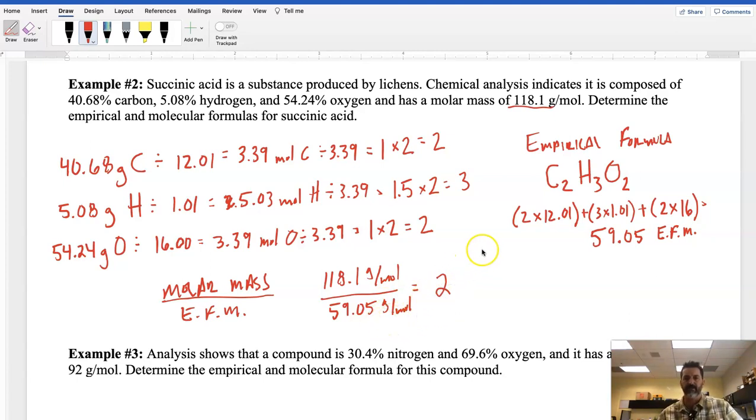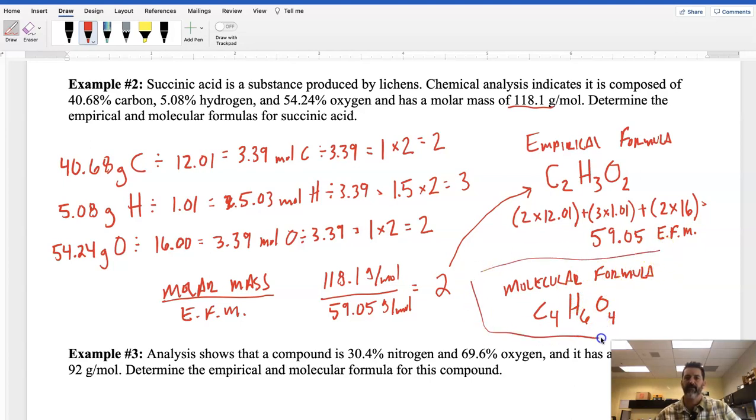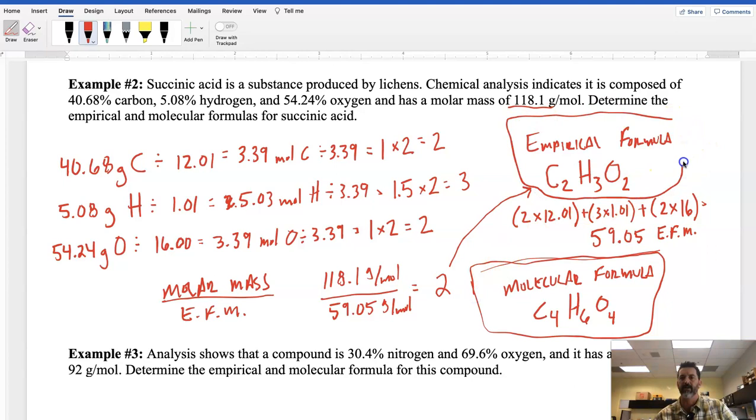That is my multiple. So now I'm going to take that number 2 and I'm going to multiply it back into the empirical formula, and that's going to get me my molecular formula, the actual number of atoms in the compound. So I get C4H, 3 times 2 is 6, and O, 2 times 2 is 4. So I now have my molecular formula, which again is the actual number of atoms in the compound, and my empirical formula, which is the lowest whole number ratio.